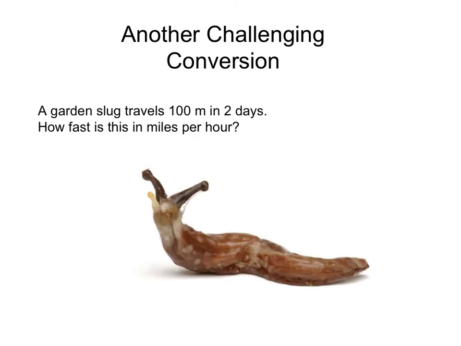Okay, gang, it's time for another challenging conversion. A garden slug travels 100 meters in 2 days. How fast is this in miles per hour? Okay, so that's not real fast. Garden slugs don't travel real fast, but let's give him a little slack. After all, he's a slug.